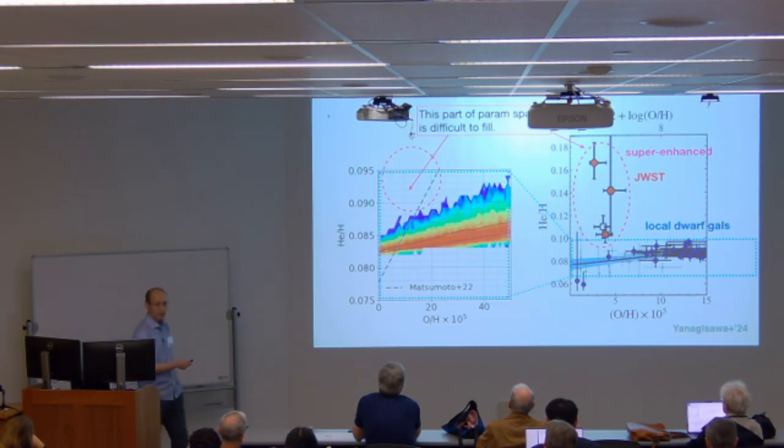The same thing has been shown in this latest paper by Yanagisawa 24. They use the same software they use to analyze local dwarf galaxies for the JWST data. They also show these data points highly elevated relative to local dwarf galaxies and also the EMPRESS local galaxies, and these also seem to show elevated helium abundance.